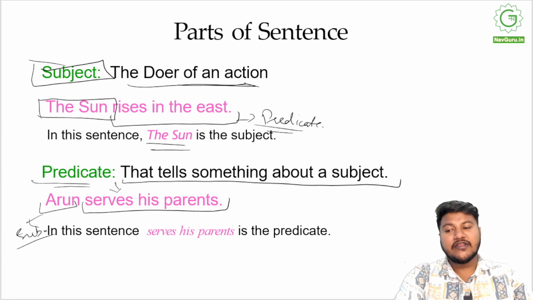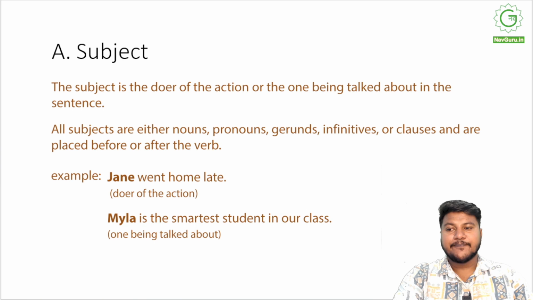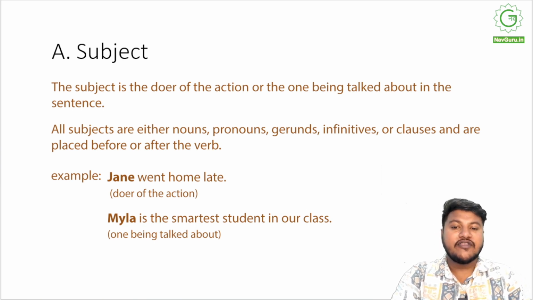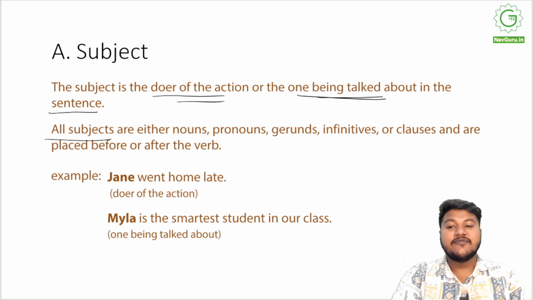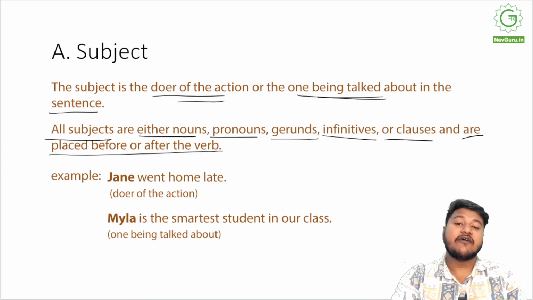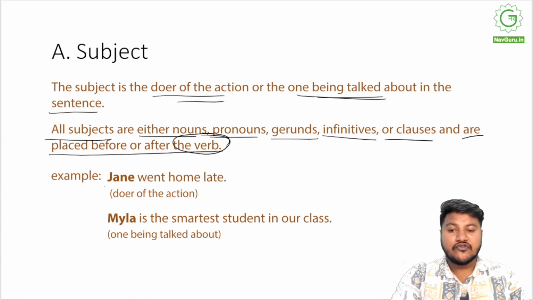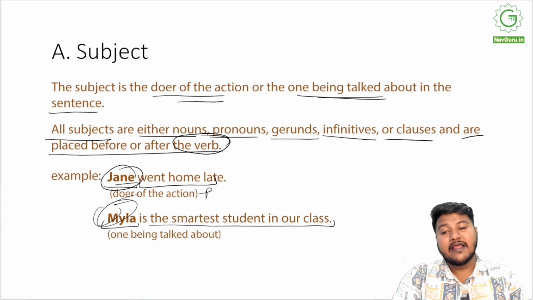Usually the noun is the subject, and apart from that, everything else that follows is the predicate, right? So basically, a subject is the doer of the action or the one being talked about in the sentence. All subjects are either nouns, pronouns, gerunds, infinitives, or clauses, and are placed before or after the verb, right? So, Jane went home late. Jane is the subject. She is the doer. Myla is the smartest student in our class. So Myla is not doing something, but she is being talked about, right? So Myla here would be the subject, and this is the predicate.